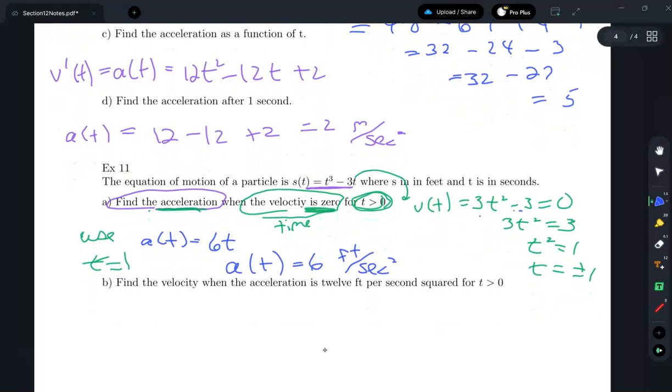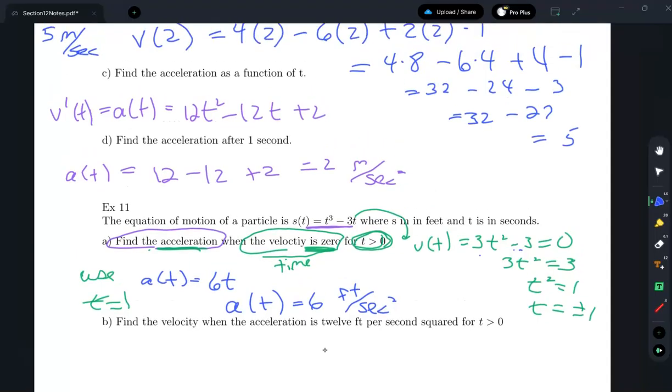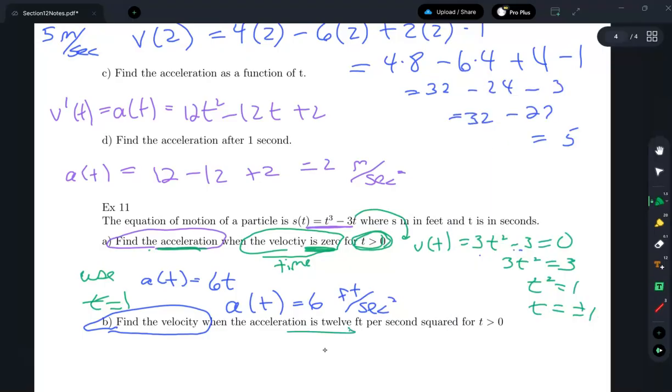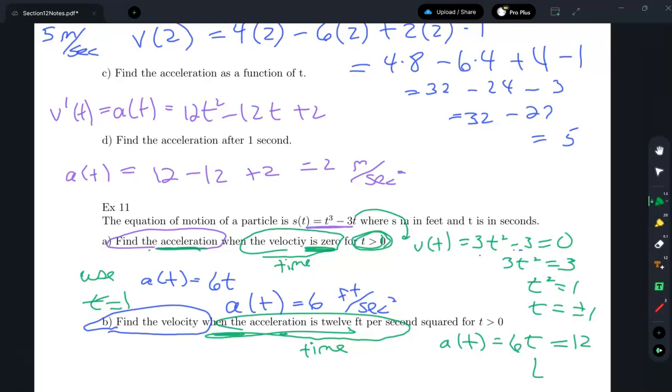Okay, so let's look at this one. So find the velocity. That's the goal. When, and this is the time, right? When the acceleration is 12 feet per second squared. All right, so let's do this. So that means I need to set the acceleration equal to 12. All right. So the acceleration we already know, so the same function, right? Acceleration we know is 6t. So if I set that equal to 12, doesn't that give me t equals 2? Oh, and that is bigger than 0.